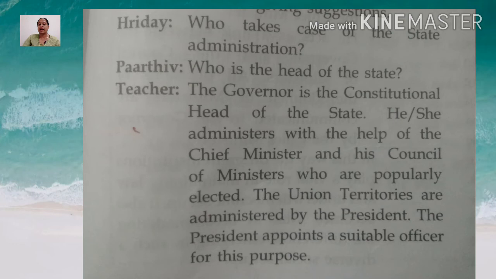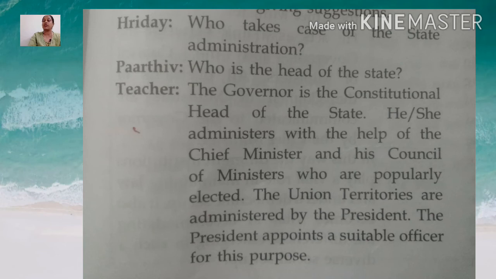The union territories are administered by the president, and the president appoints a suitable officer for this purpose. Who appoints the officers? The president appoints a suitable officer for this purpose. Okay.